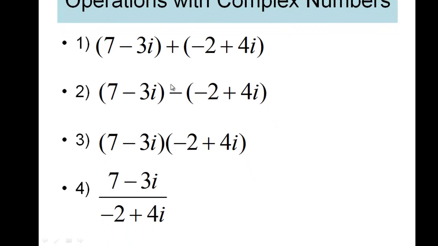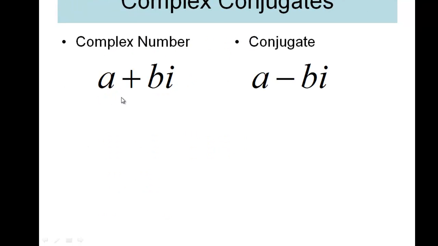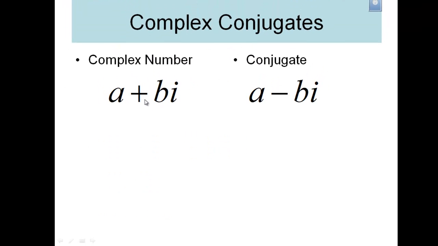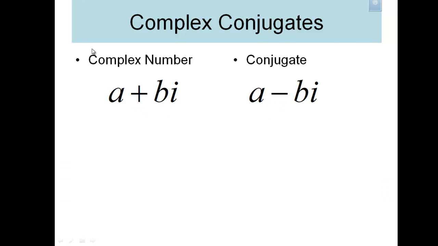Now, how you deal with division is a little bit different. In order to get rid of a complex number in the denominator, we multiply by something called the conjugate. So let's review real quick what the conjugate is. When we look at complex numbers, for example a plus bi, the conjugate is going to be a minus bi. The only thing that changes is the sign between the real and the non-real term.